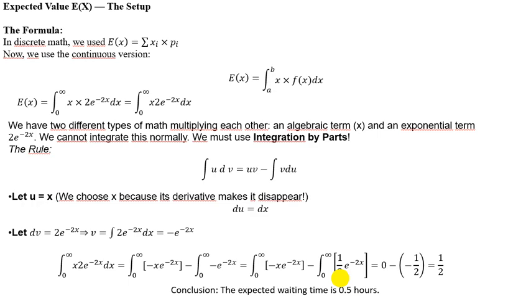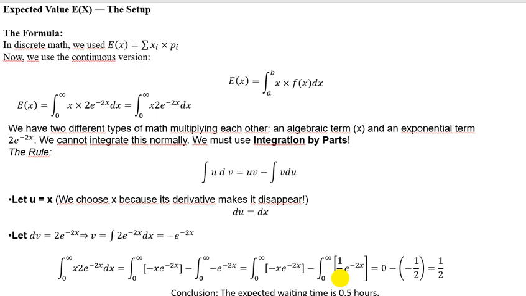Now let's move to the expected value. So we said that our expected value is simply our function multiplied by x, and we calculate the total area within the domain from 0 to infinity. So when we multiply x by the function, we get this. So it's 2x exponential minus 2x.